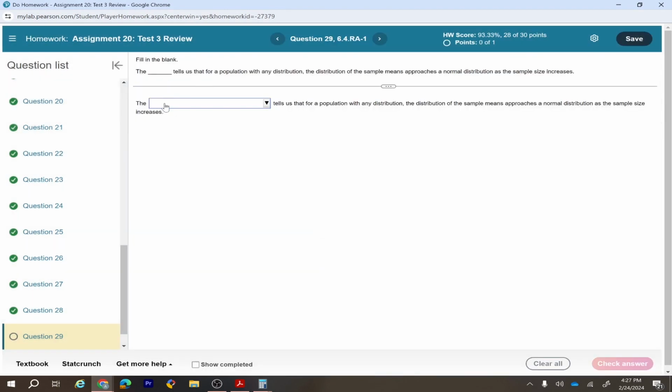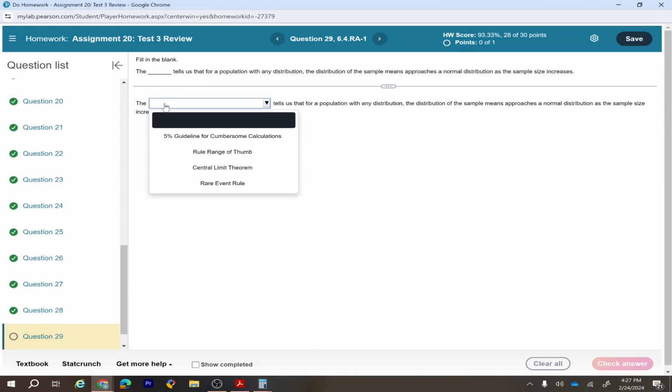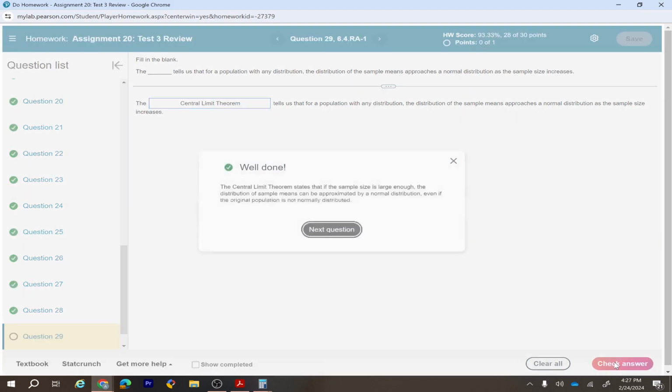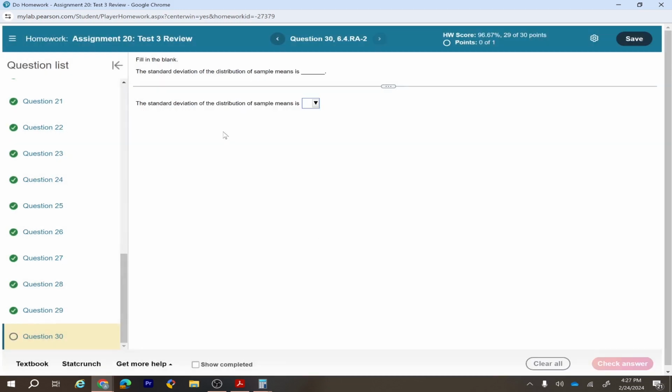Fill in the blank. The blank tells us that for a population with any distribution, the distribution of sample means approaches a normal distribution as the sample size increases. The central limit theorem. And the standard deviation of the distribution of sample means is, this is the formula.